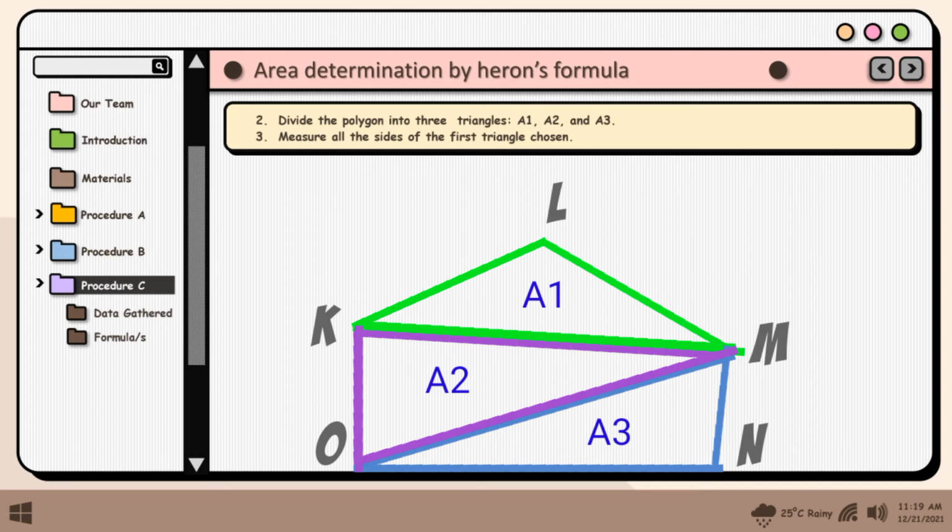Step 3. Measure all the sides of the first triangle chosen. For example, side A is 16.50 meters, side B is 8.30 meters, and side C is 9.60 meters. Record these measurements on Table 3.3. Area determination by Heron's formula.